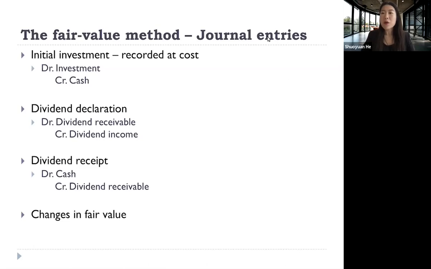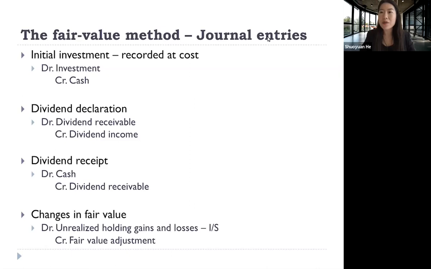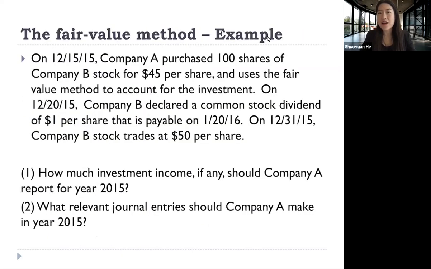Here, depending on whether there is an increase or decrease in fair value, we either debit or credit unrealized holding gain or loss. And then at the same time, we credit or debit the fair value adjustment account. Let's look at an example here.